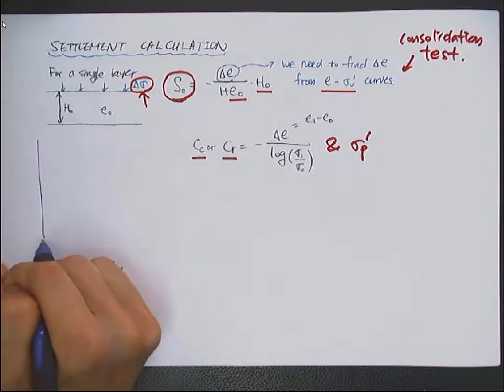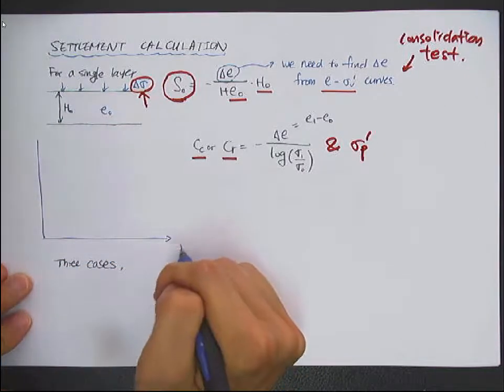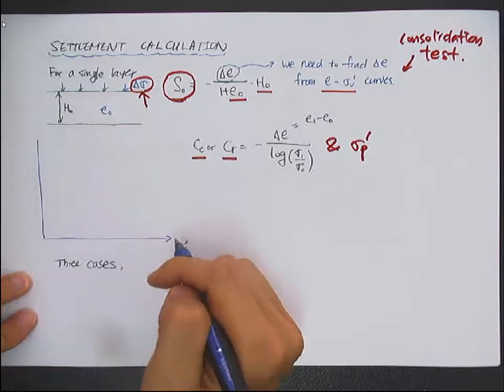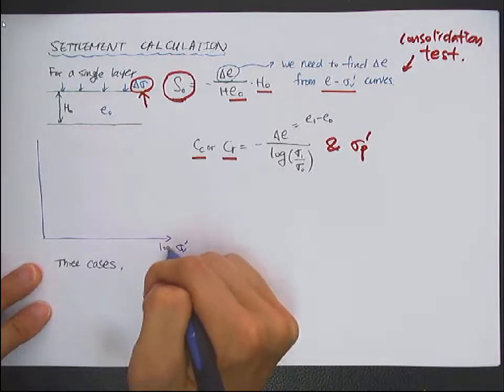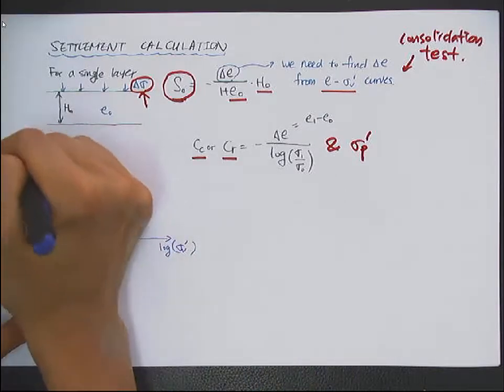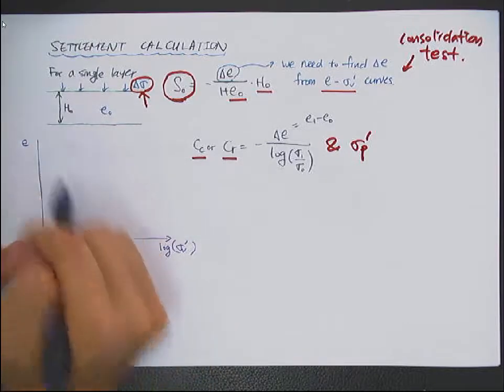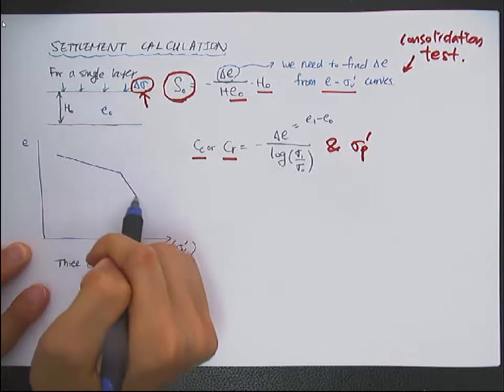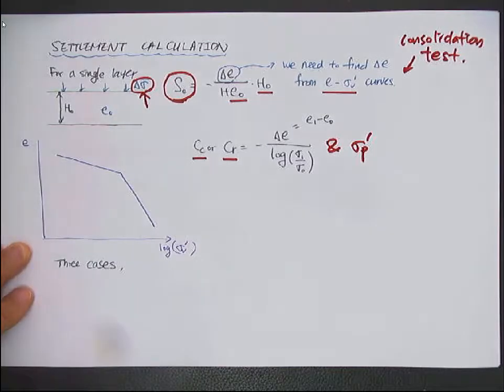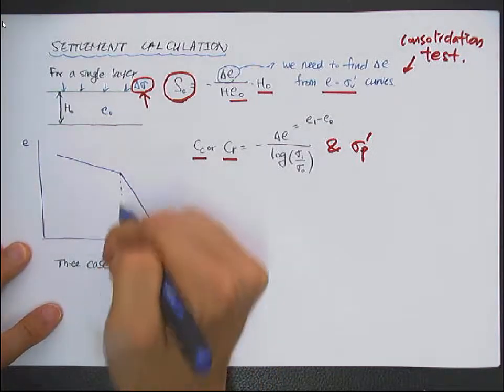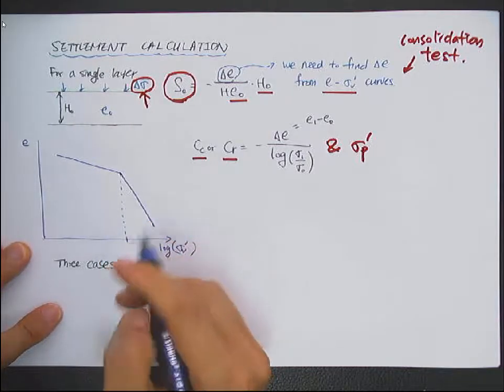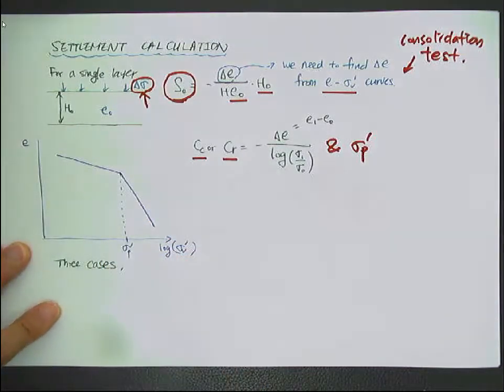The compression curve looks like this. Sigma v prime, this is the logarithmic scale, and log e, and ideally it has a bilinear curve like this. And here, the deflection point or threshold stress is called the pre-consolidation stress.